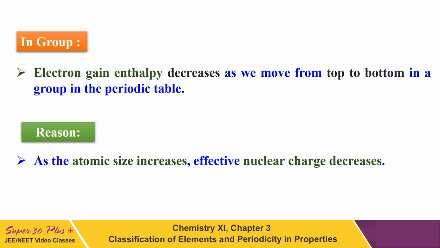So, electron gain enthalpy in the group. Electron gain enthalpy in the group decreases as we move from top to bottom. So when you go top to bottom in a group in the periodic table, electron gain enthalpy decreases. Now the reason is quite obvious. It is just the reverse of the previous one. When you go top to bottom, atomic size increases and effective nuclear charge eventually decreases, and this leads to a decrease in electron gain enthalpy, right?